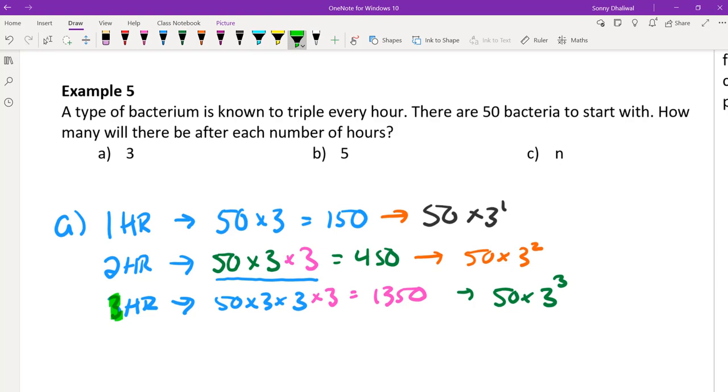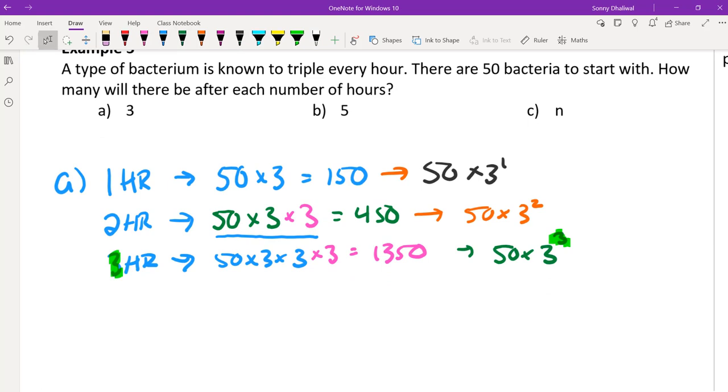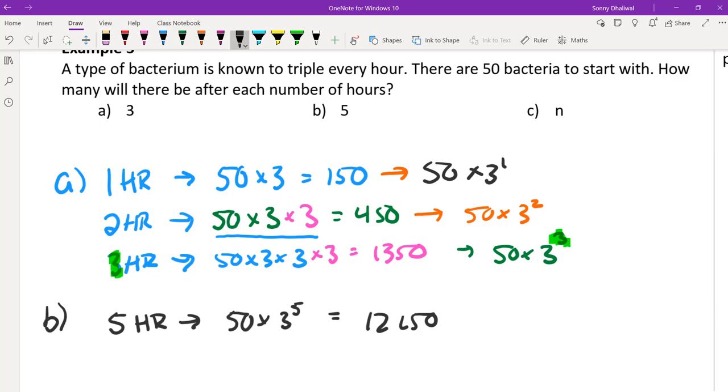Where the hour is equal to the exponent. Would you still get full marks for that? Yeah, that's what I want you to do. This stuff I could probably teach a grade 7 to do. This is what I want you to be able to do. So if I asked you for 5 hours, how would you calculate that? Instead of having to write out each number, you can do 50 times 3 to the power of 5, which equals 12,150. So that is the answer for B.